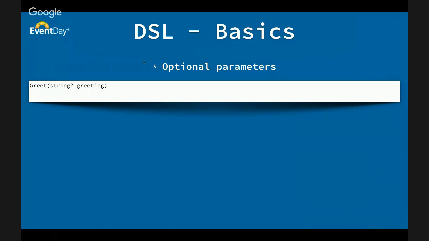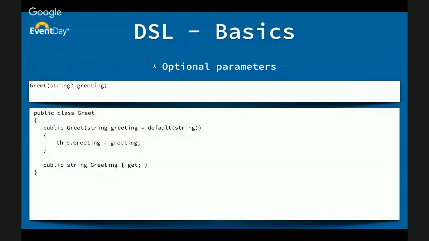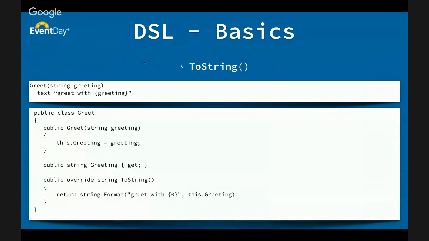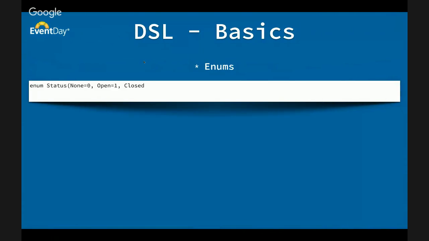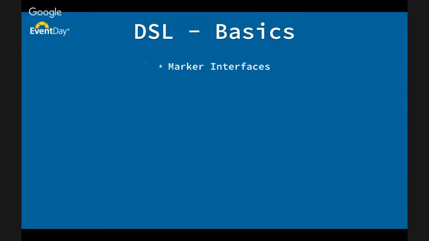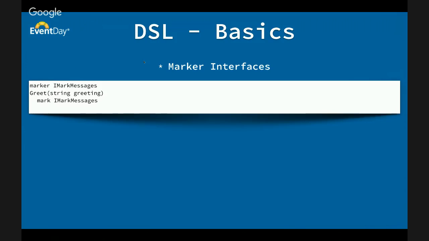You can declare optional parameters, so you don't need to give them at construction time, and that will create them with the default values of that parameter. We'll generate a toString method for you if you care to. We can generate enums as well. Marker interfaces are pretty handy if you want to subscribe to certain messages without knowing exactly what they are, or just do it generically. So we can do that.